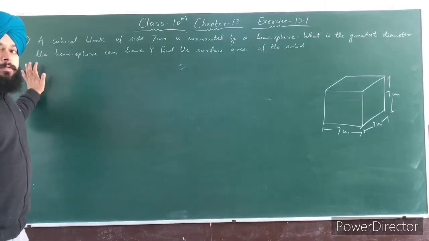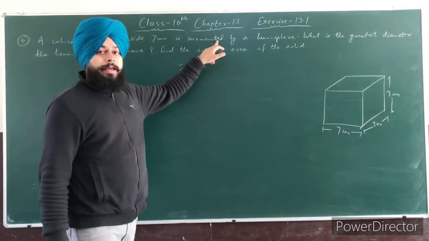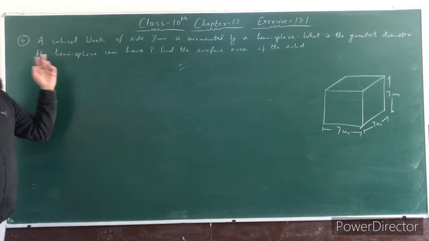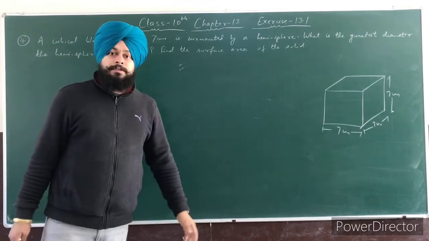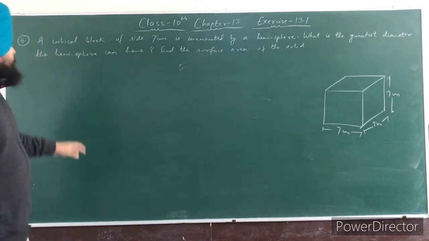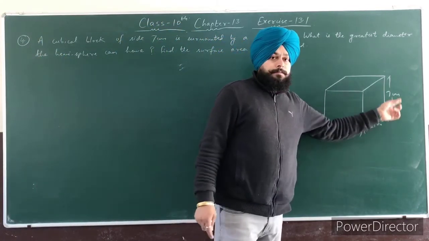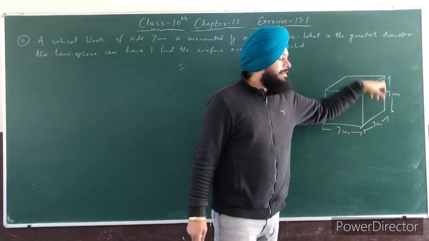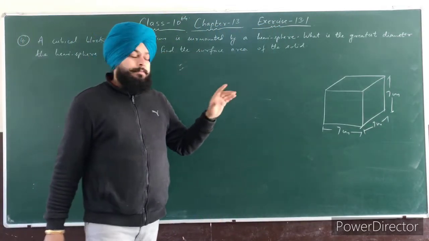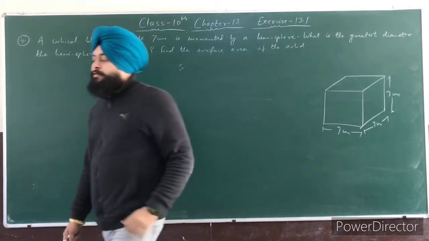This is your next question number 4. A cubical block of size 7 centimeter is surmounted by a hemisphere. What is the greatest diameter the hemisphere can have? Find the surface area of the solid. So this question is also one we already did with examples. A cubical block is given having side 7 centimeter, 7 is breadth and 7 is height. It is surmounted by a hemisphere. What is the greatest diameter the hemisphere can have?